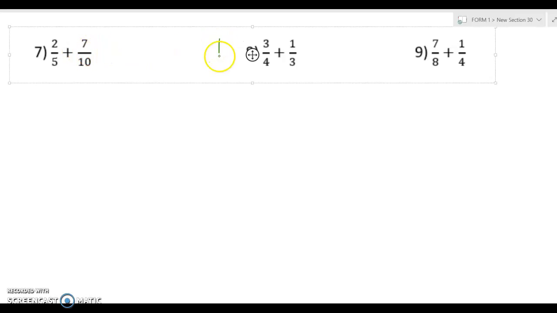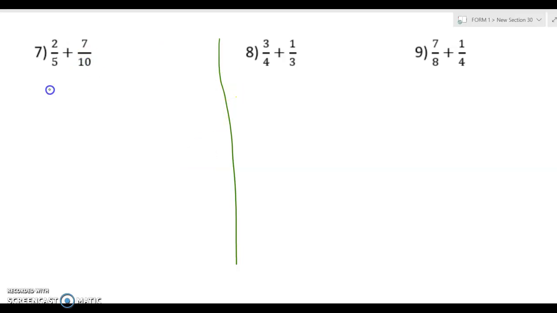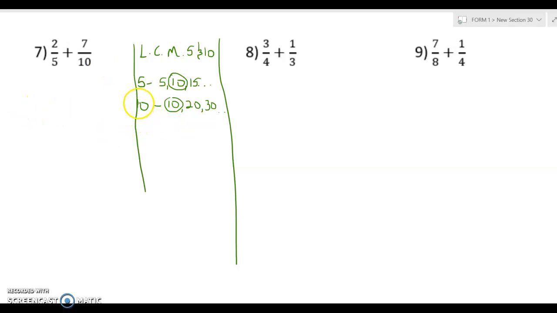So let me just draw 2/5 plus 7/10. So again, we have different denominators. You need to find the LCM at the side, right? LCM of 5 and 10. So let's start with the multiples of 5: 5, 10, 15. We'll add more if we need to, right? Then the multiples of 10: 10, 20, 30. We realize the lowest number they have in common is 10. So the common denominator is going to be 10, right? Again, look at the first fraction first, 2/5. Ask yourself, 5 times what number is going to give me 10?